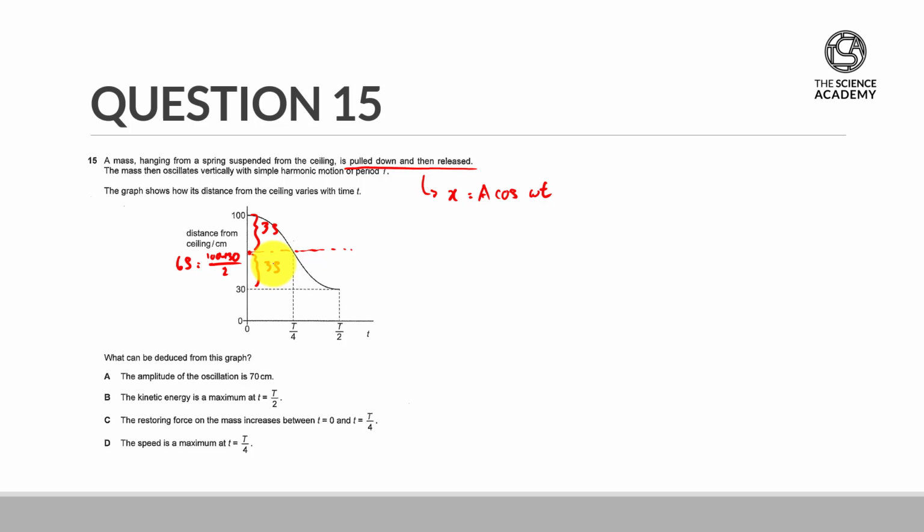So the question then asks us what can be deduced from this graph. Now, as just explained, the amplitude is 35 and not 70, so answer A is out.